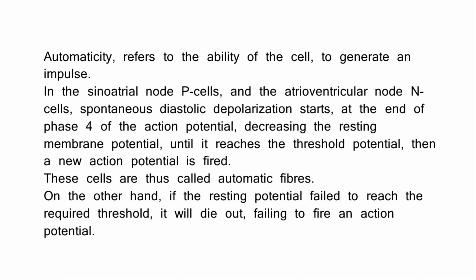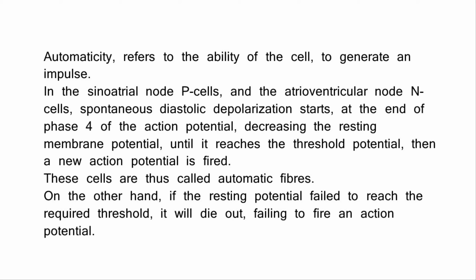Automaticity. Automaticity refers to the ability of the cell to generate an impulse. In the sinoatrial node P cells and the atrioventricular node N cells, spontaneous diastolic depolarization starts at the end of phase 4 of the action potential, decreasing the resting membrane potential until it reaches the threshold potential, then a new action potential is fired. These cells are thus called automatic fibers.